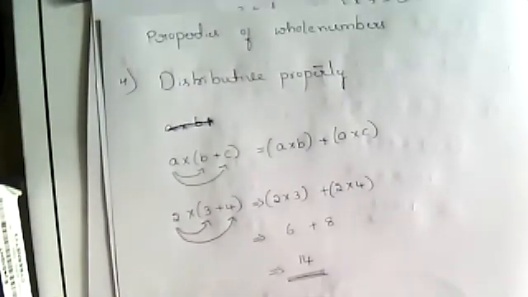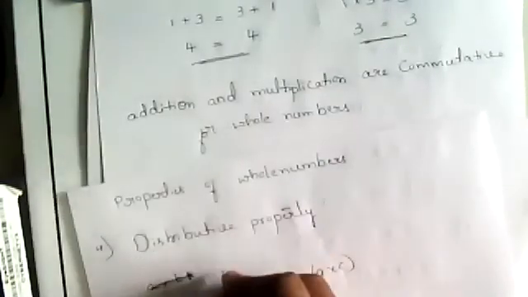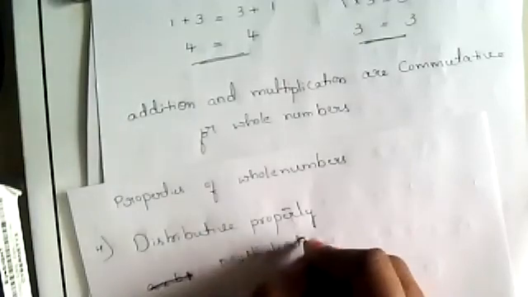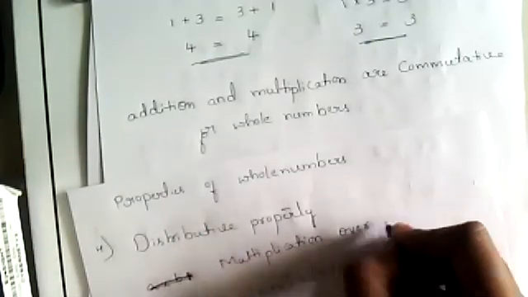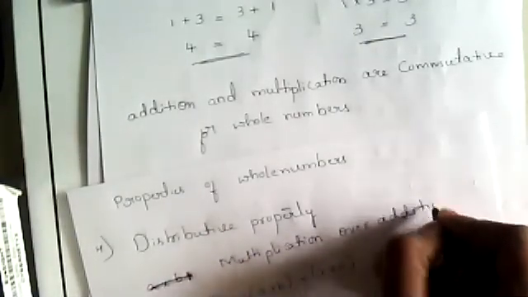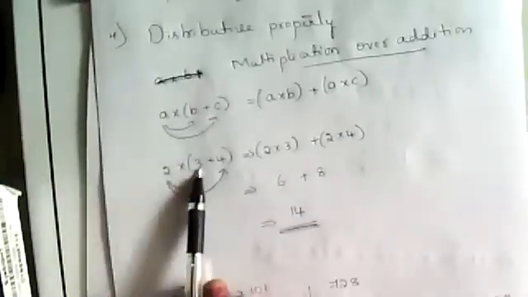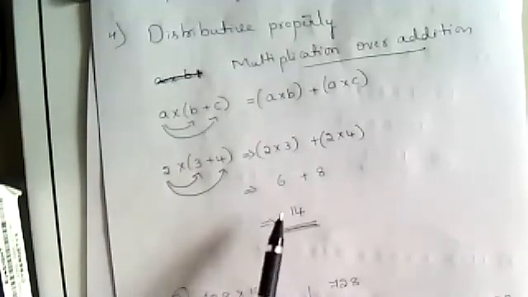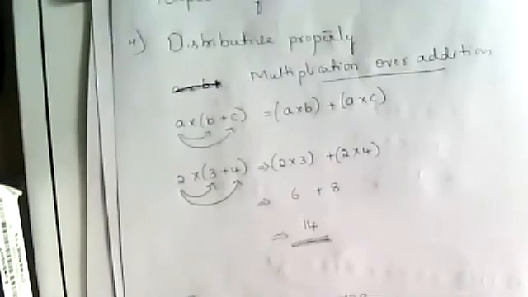Okay. This is multiplication over addition. See here, otherwise you have to add 3 plus 4 to get 7, and 7 twos are 14, the same, but here we have done it using the distributive property.